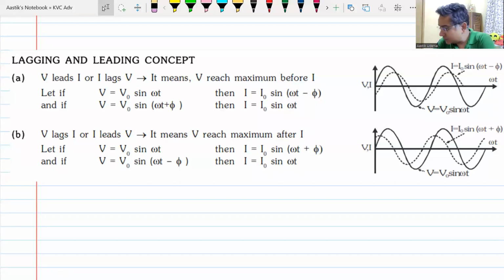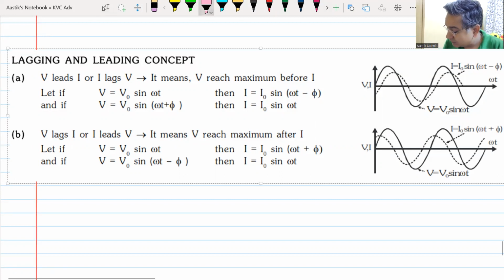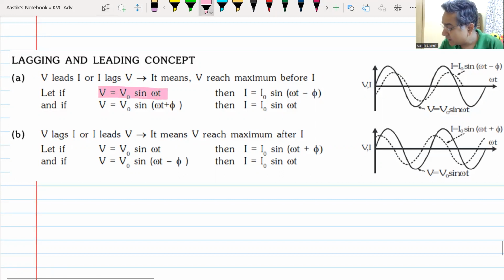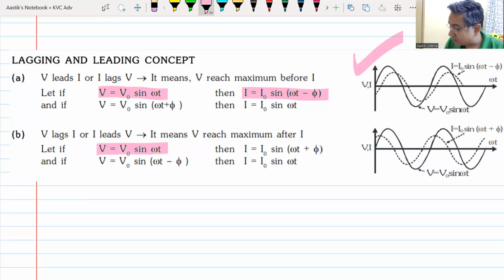Then you can see this concept of leading and lagging. V is given as, let us say, V naught sine omega t, and I is given as I naught sine omega t minus phi. That means I is lagging. Do we understand this? Yes, sir. I is lagging means I will do whatever things V is doing after an angle of phi. This is the graph. We understand this graph? Yes, sir. Similarly, if V is V naught sine omega t and I is I naught sine omega t plus phi, then the graph will change.